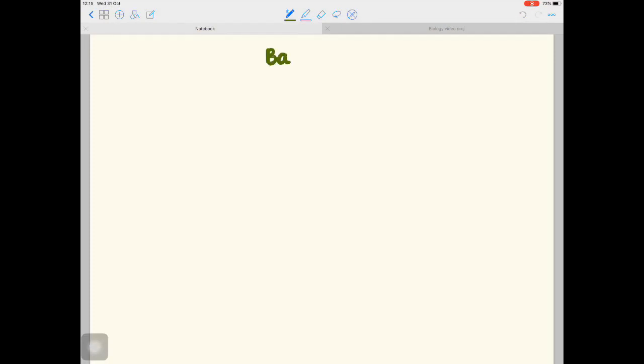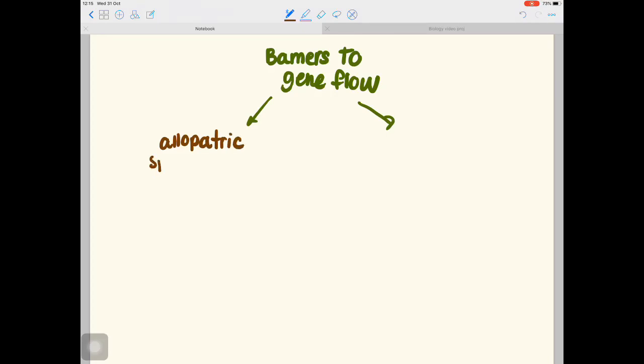Some factors stop gene flow from occurring. These are known as barriers to gene flow. They can be allopatric speciation or sympatric speciation.